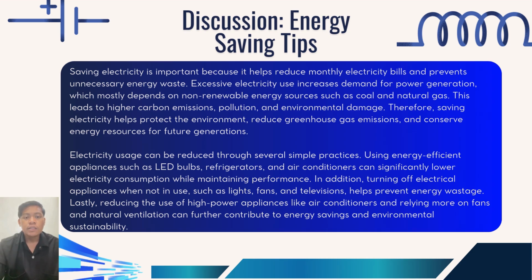Okay, next, electricity usage can be reduced through several simple practices. For example, using energy efficient appliances such as LED bulbs, refrigerators, and air conditioners can lower electricity consumption while maintaining performance. In addition, turning off appliances like lights, fans, and televisions when they are not in use helps prevent energy wastage. Lastly, reducing the use of high power appliances and relying more on fans and natural ventilation can further contribute to energy savings and the environment.